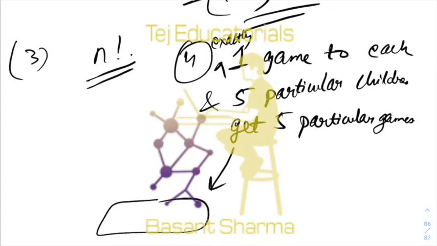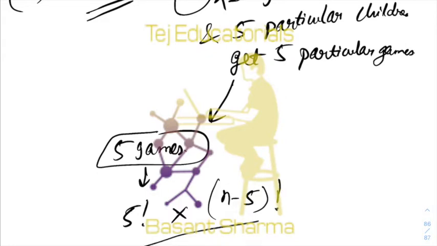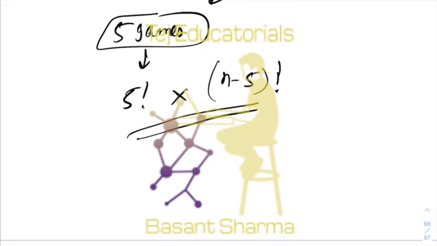You have 5 games. Okay. Now distribute these 5 games amongst 5 particular children in 5 factorial ways. Okay, separate these 5 games and separate those 5 particular children. So you can distribute these 5 games amongst those 5 particular children in 5 factorial ways, and then remaining n minus 5 games you can distribute amongst the remaining n minus 5 children in n minus 5 factorial ways. This would be your answer.